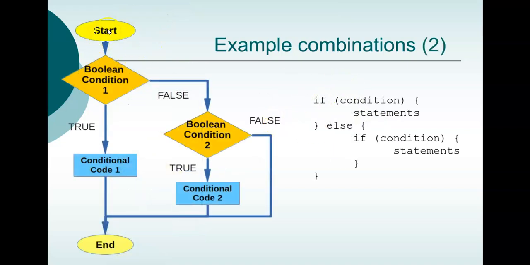We can also have these combinations of if statements. So if the condition is true, we run this code. Else, if this condition is true, we run this. So these are some of the examples of how we can combine our if statements.